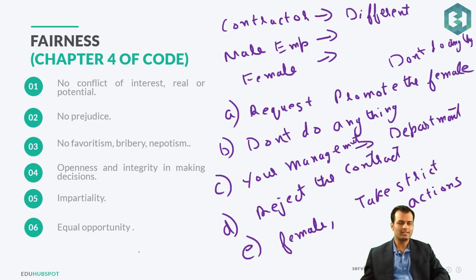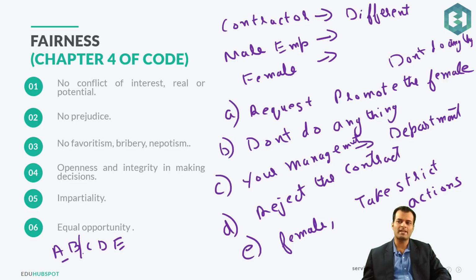Okay, in the exam you will only get 4 options, but I deliberately gave you 5 options, so don't be surprised about it. So first, let's see, request to promote the female employee, but if they don't, do nothing. Okay, let's keep it. B, don't do anything. See, this is not good, right? You have to take certain action. You can't just leave the problem as is.